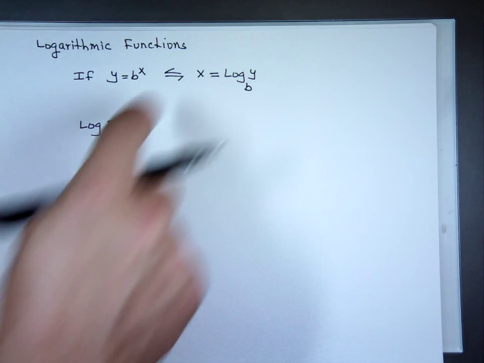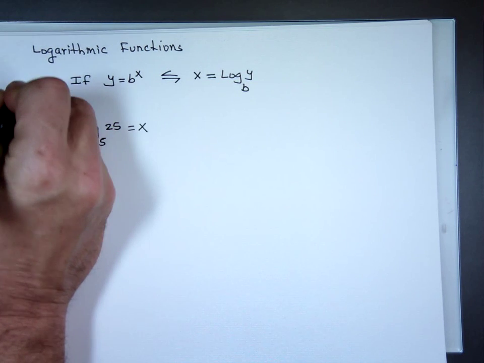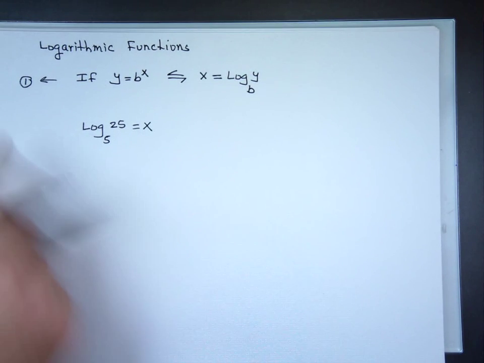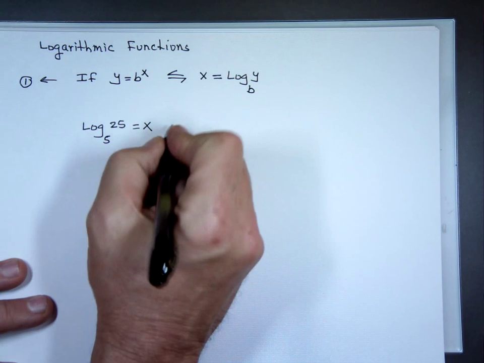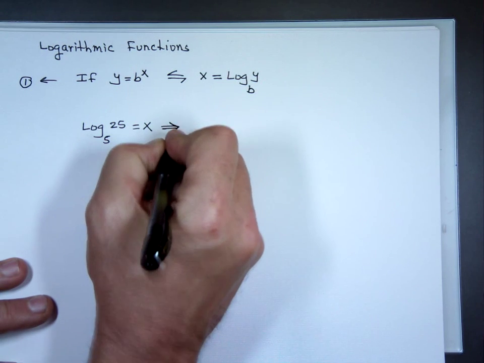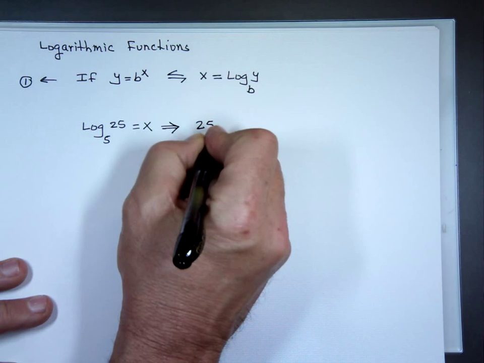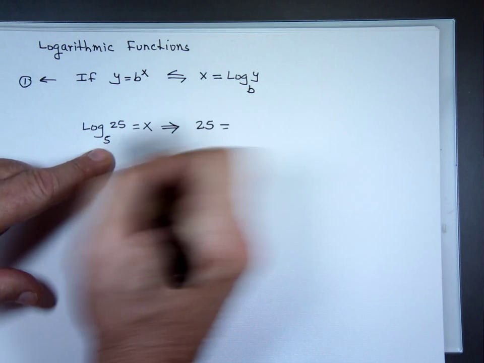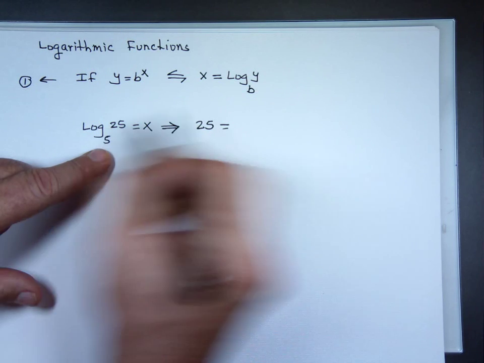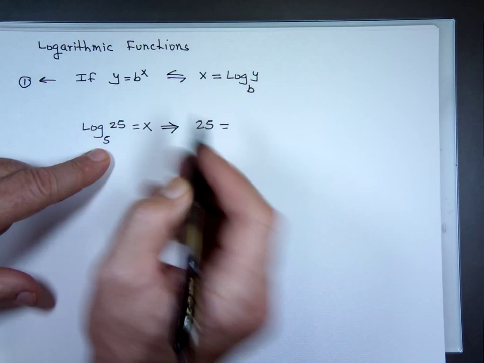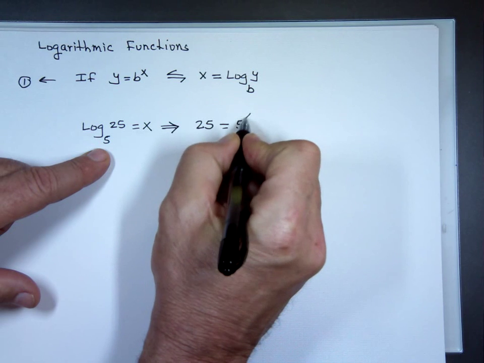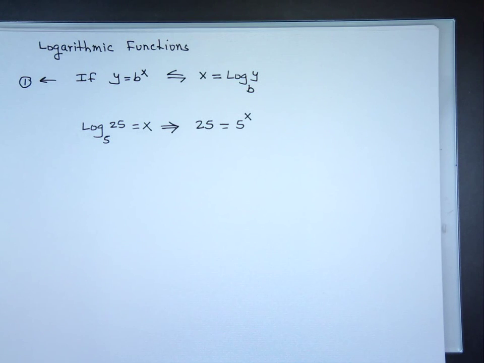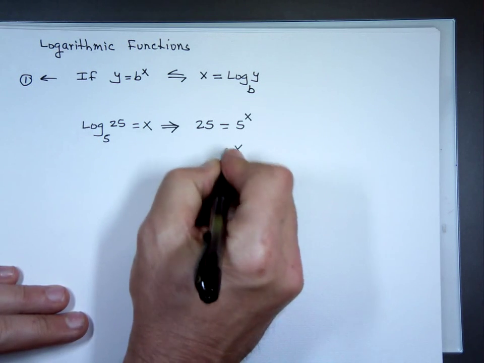Well, according to this rule, I'm going to call that rule number 1. I'm going to be numbering the rules. According to rule number 1, I should be able to rewrite this one, change it to what? 25 equals, notice when you compare this to that, b, the base, is 5 here. The 25 is y. Y equals 5 to the power of x. Now, can you tell me what the answer is? 5 to what power is 25? X will have to be 2.